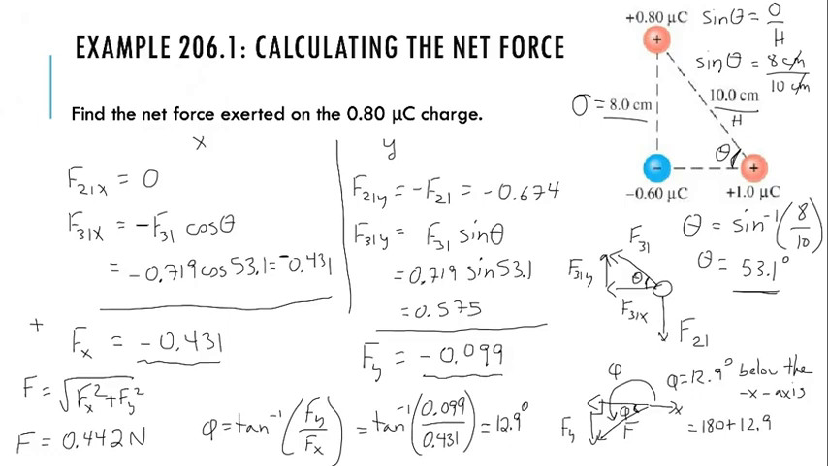So we would say that our angle is 192.9 degrees. And we would want to say this when the question asks, what is the angle with respect to the positive x-axis going counterclockwise? That would be our final answer.